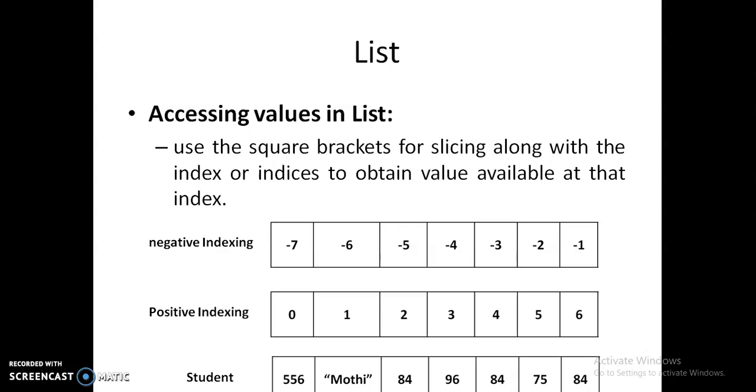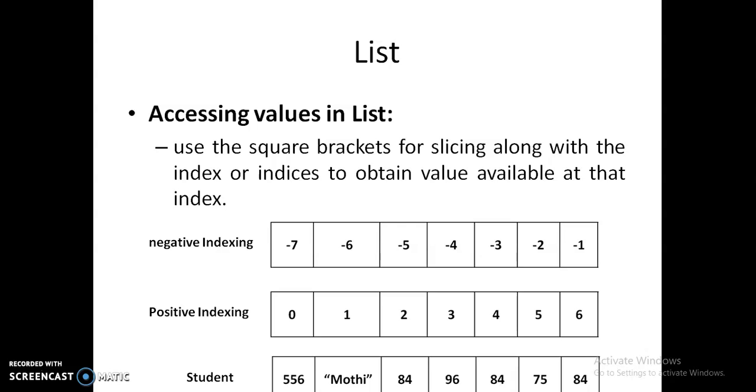In the same way, we have negative indexing in the list. It starts with -1 and ends at -7 for the starting index. There is no -0, so the last element is treated as -1, that is last but 1, then -2 last but 2, and -3, -4, -5, -6, -7.